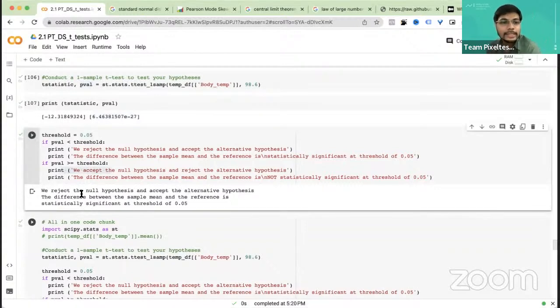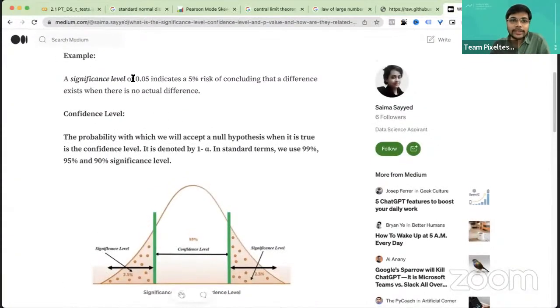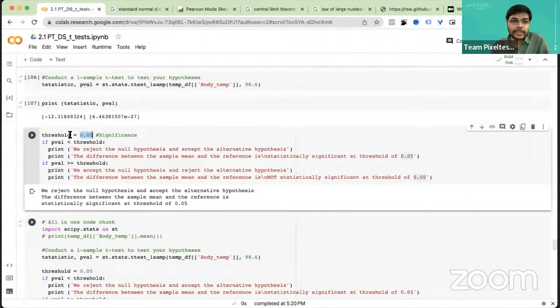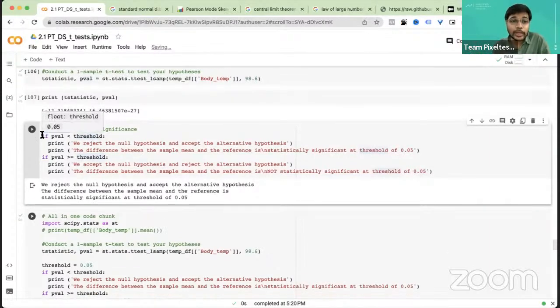Right? So now we can see that the p-value was far less than the threshold, and we reject the null hypothesis and accept the alternative hypothesis as true, right? So the difference between the sample mean and the reference is statistically significant at the threshold of significance. Threshold here is nothing but the significance. Okay, I hope I spelled it right. If you remember, we have this significance level 0.05, the same threshold. It should have been named significance, it would have been easier.